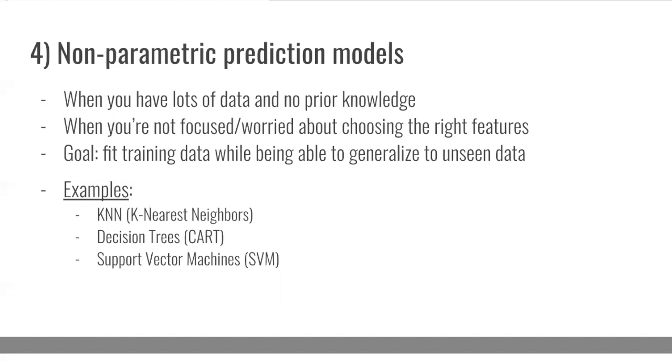So if your goal is to fit training data while being able to generalize to unseen data, non-parametric approaches can be very useful. We're going to talk about a few, and we already have talked about SVMs a little bit and decision trees, or classification and regression trees. But we're going to focus in a little bit here on k-nearest neighbors, or KNN, and we're going to use examples of this throughout the videos.